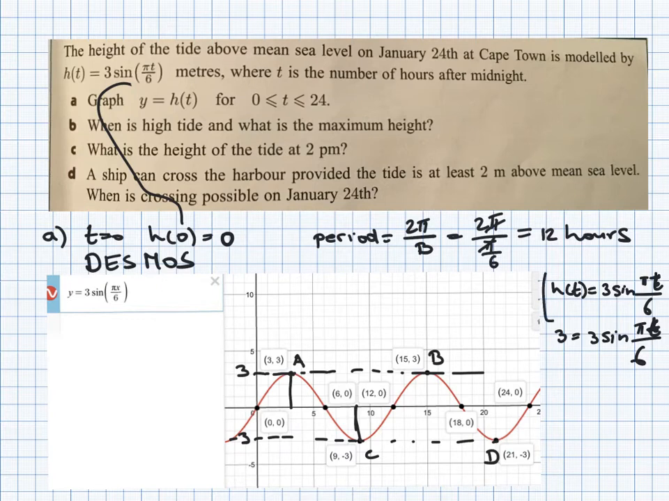So how are you going to do that? You go to G-Solve, then solve, and then you find x calculate, which in our case is t. They're going to ask you for the y value, which in our case is h of t. Instead of y, you put 3, and it should give you the x value, which in our case is the time and is equal to 3. Okay, now let's have a look at the next one.